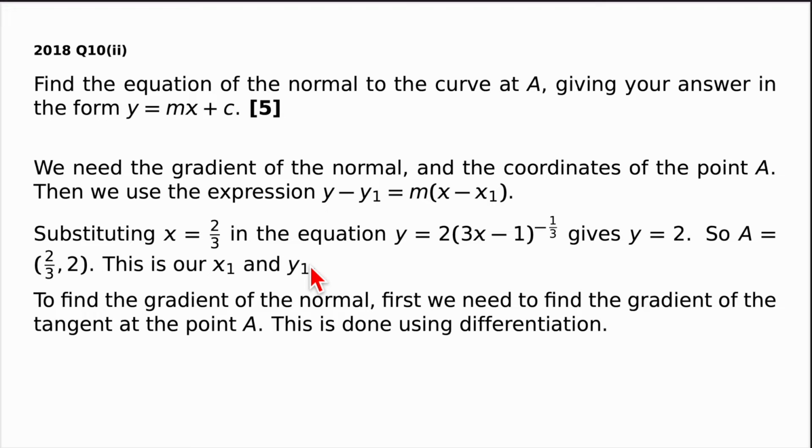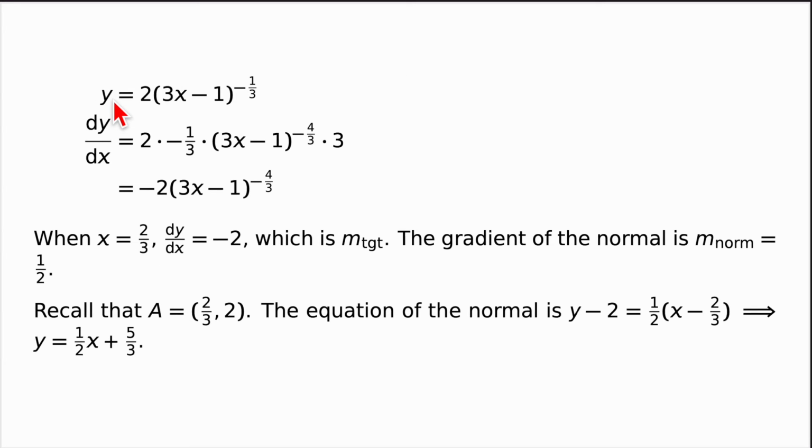So we know that the coordinates of the point A are 2/3 and 2, and that's our x1 and our y1. Now to find the gradient of the normal, first we need to find the gradient of the tangent at the point A, and that's done using differentiation. Here's the expression for the curve, and we need to differentiate this. So 2 times the problem will give us 2 times the answer. Bringing the power down the front, we're going to have minus a third here. We're going to have this expression, and then I need to take 1 away from the power.